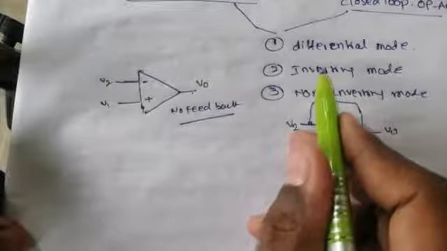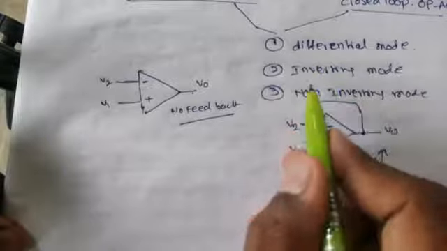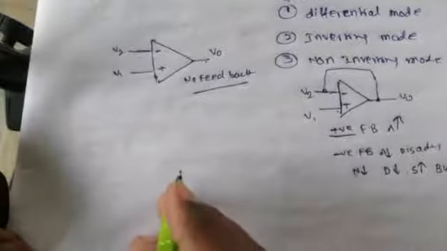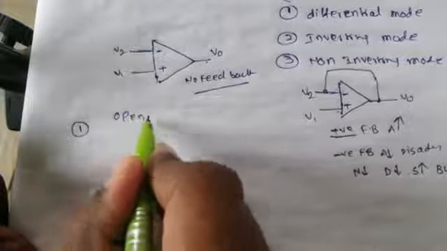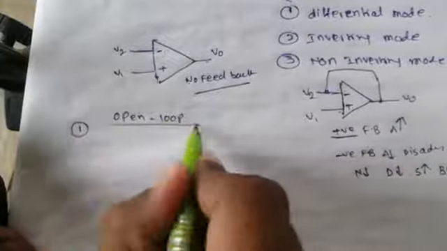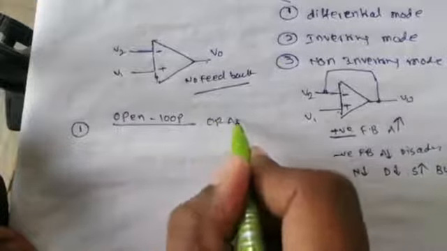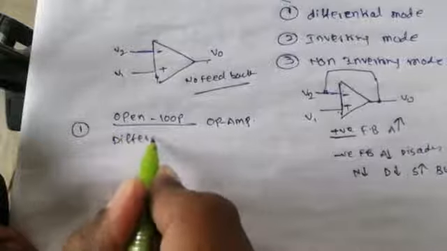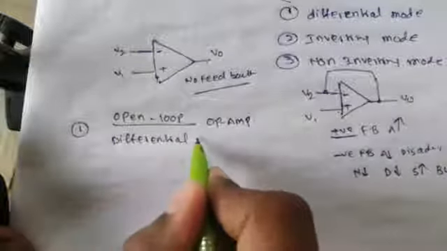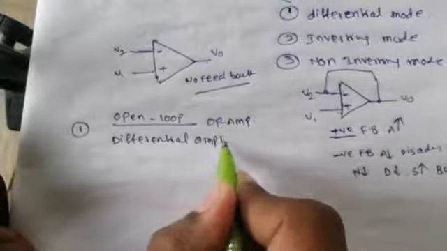Now coming to open loop mode, how the differential mode, inverting mode, and non-inverting mode operational amplifier will be done, we will discuss. First of all, open loop op-amp configurations. In that, the first one is the differential amplifier.